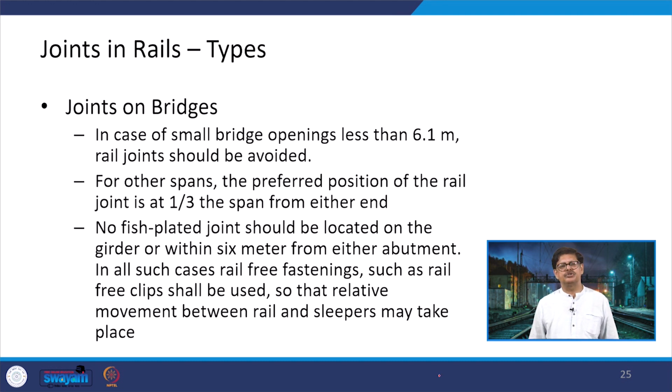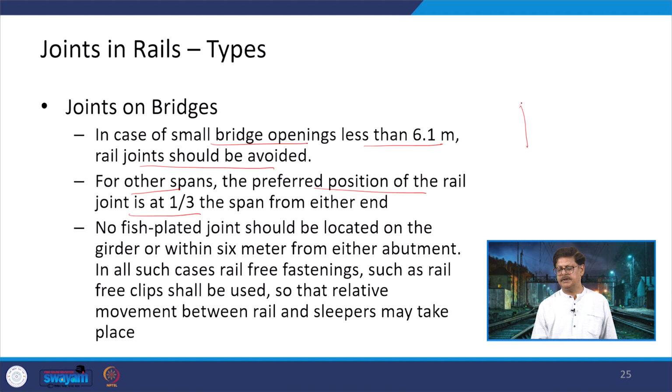Another important issue can be the joints on the bridges. Few of the things we have already talked about, with respect to the abutment, with respect to the center of the bridge. In terms of short span bridges, the joint should not be there on the top of the bridge. So, in the case of small bridge openings which are less than 6.1 meter, the rail joint should be avoided on the bridge. And in the case of spans which are more than 6 meters, the free part position for the rail joint is 1/3 of the span from the end.